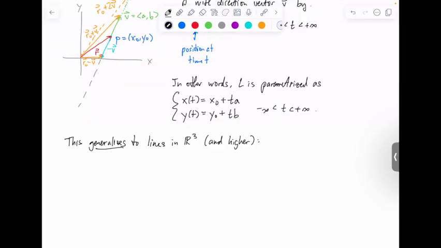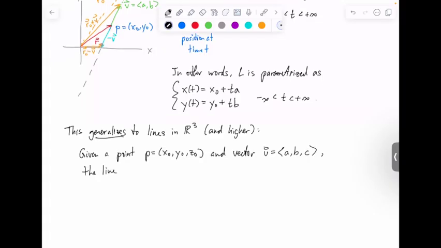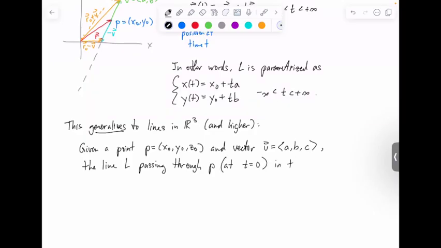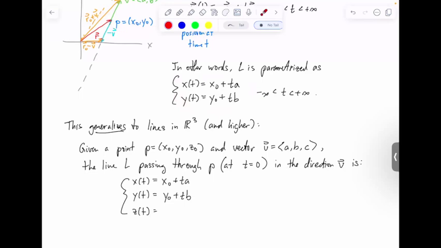What do I mean? It means that given a point P with coordinates x naught, y naught, z naught, and a direction vector V equal to angle brackets A, B, C, the line L passing through P at time equals 0 in the direction V is the following: x naught plus TA, y naught plus TB. And what's z in this case? So we've done this in 2 dimensions. In 3 dimensions, we have another z component. And in this setup, what should it be? It should be z naught plus TC. That's correct.